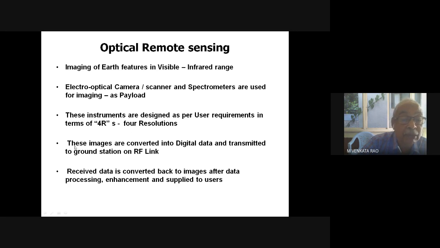I will explain. These images are converted into digital data. Once the image is taken, first the optical signal is converted into electrical, analog signals. Then it is converted into digital data, and the digital data is modulated and transmitted to the ground station through an RF link. And this received data is converted back to images. Again, you demodulate and do all the processing, and the original image is formed through data processing. And of course, they use some enhancement techniques in the data processing to improve the quality of the image, and they are supplied to the users.